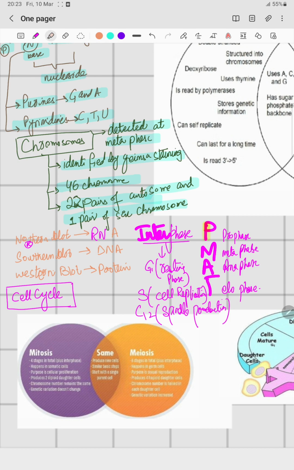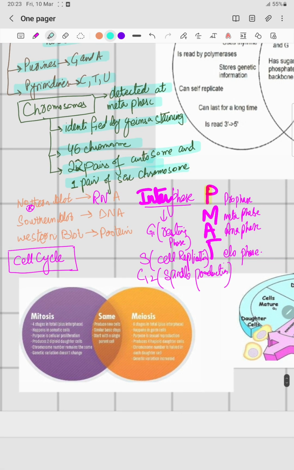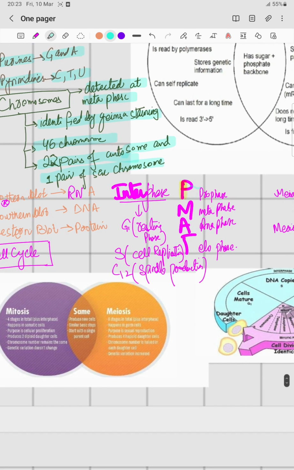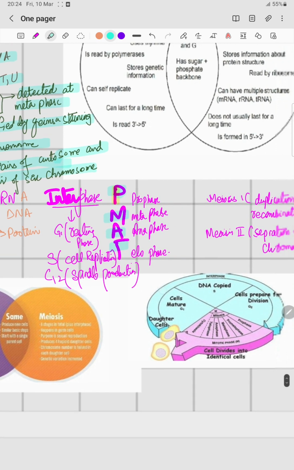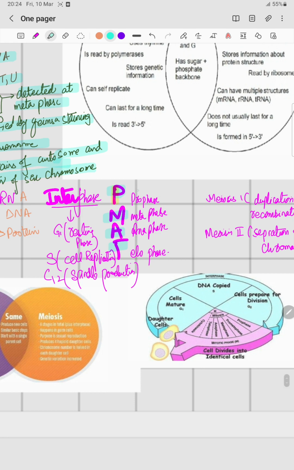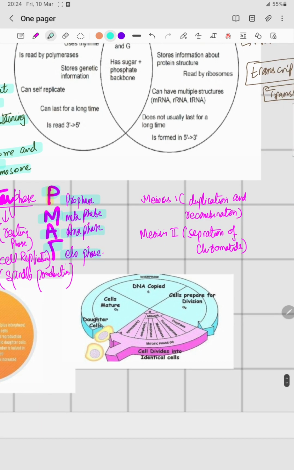And then another trick we can apply over here is how to remember the phases of the cell cycle. If we remember the mnemonic PMAT, these are the phases of the cell cycle. And what is the interphase? Interphase is the most busy phase of the cell cycle, with DNA replication. It has G1 phase, which is known as the resting phase, S, which is DNA replication, and G2, which is spindle production. And PMAT is for prophase, M for metaphase, A for anaphase, and T for telophase.